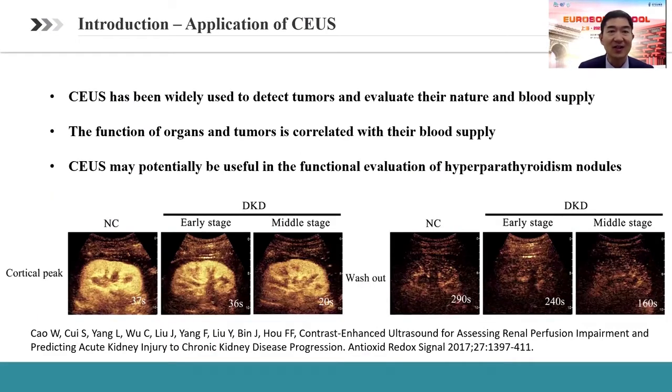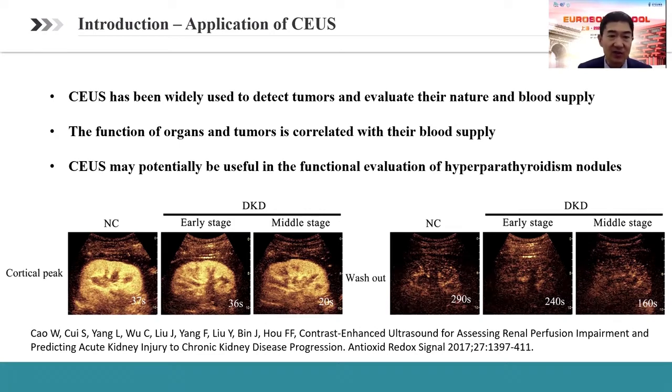The first is the introduction. The application of CEUS: CEUS has been widely used to detect tumors and evaluate their nature and blood supply. The function of organs and tumors is correlated with their blood supply. So, CEUS may potentially be useful in the functional evaluation of hyperproliferative nodules.